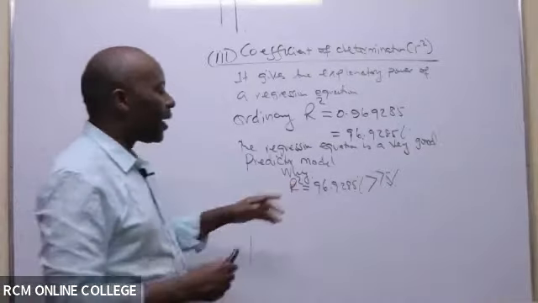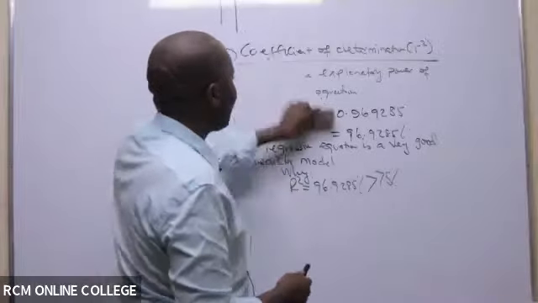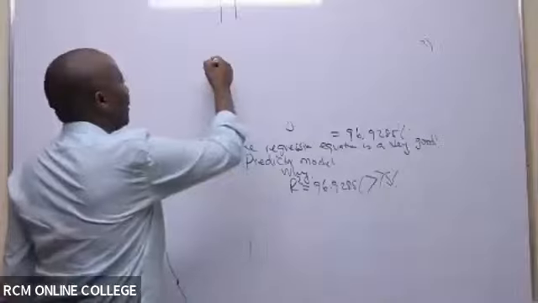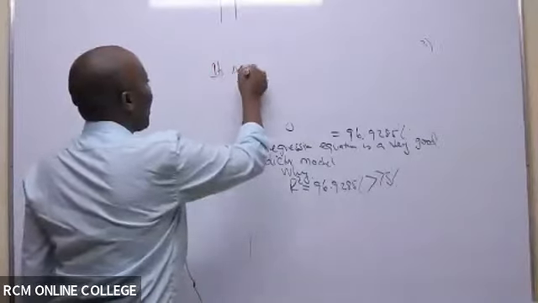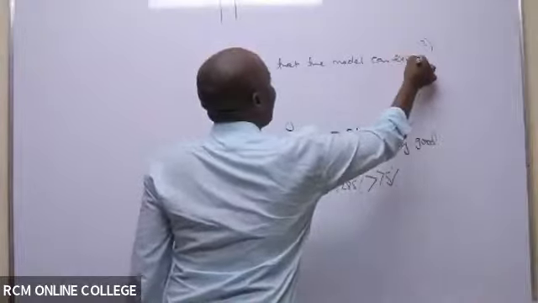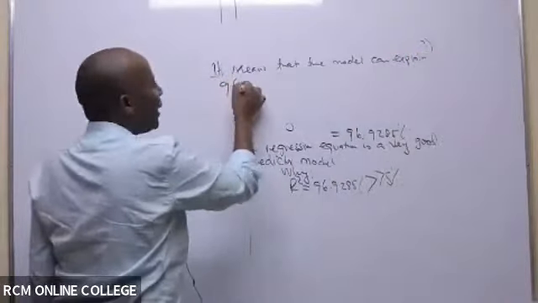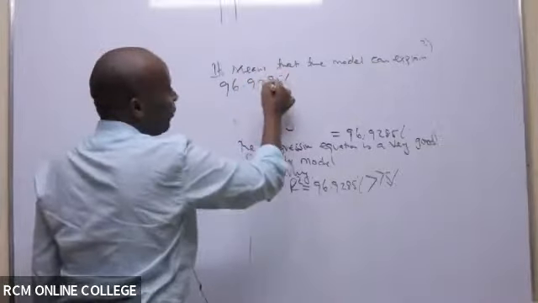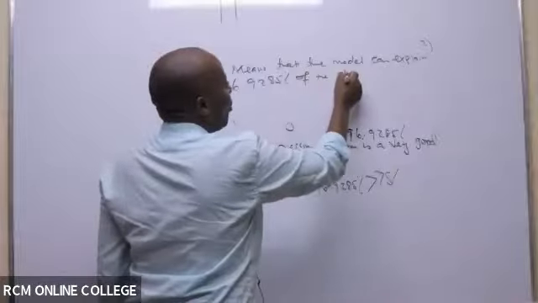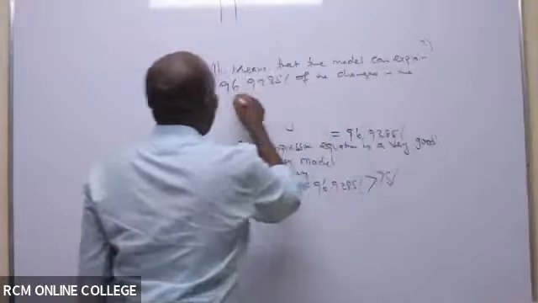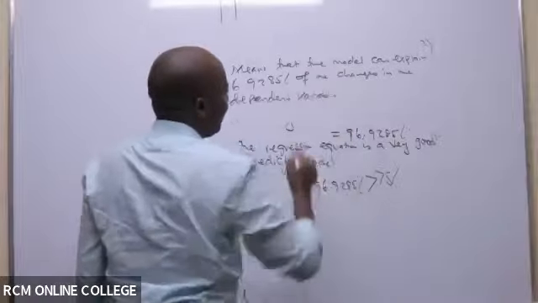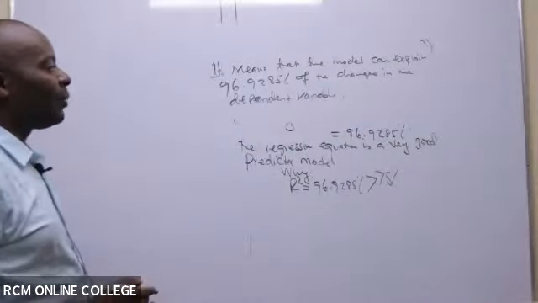All right, so what does this mean? It means that the model can explain 96.9285% of the changes in the dependent variable.